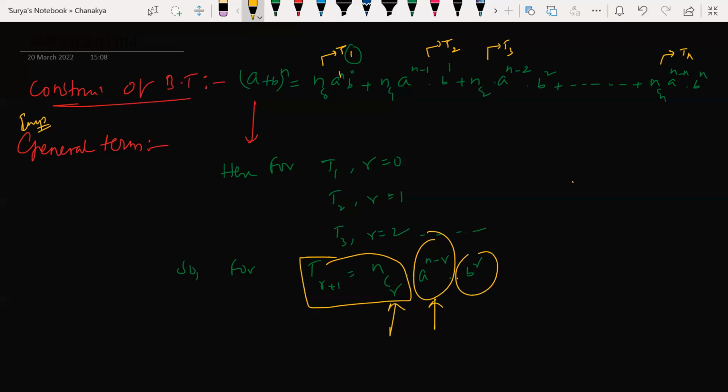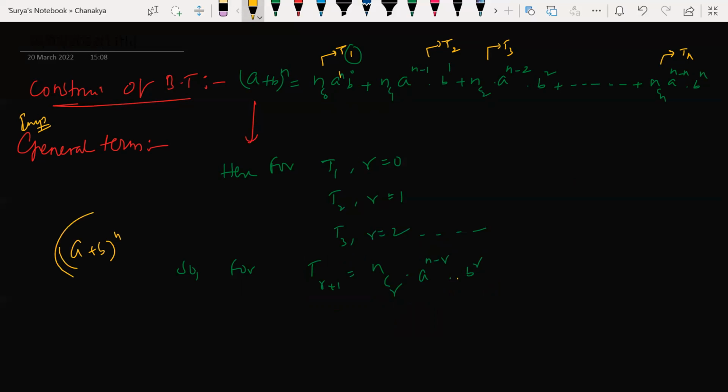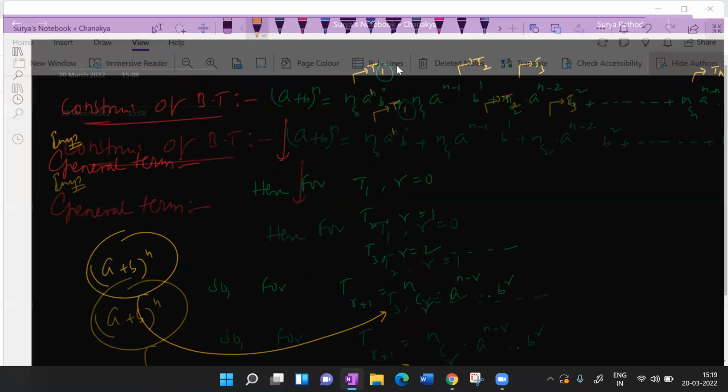I told you, beta, if I add the variable powers, the power of the a variable and the power of the b variable, it gives you what? The power of the binomial expansion. So that is what it gives me. Now look at it. I need the general term for (a plus b) to the power of n. We are writing the general term for this. Hope it is clear. Understood my point, guys?